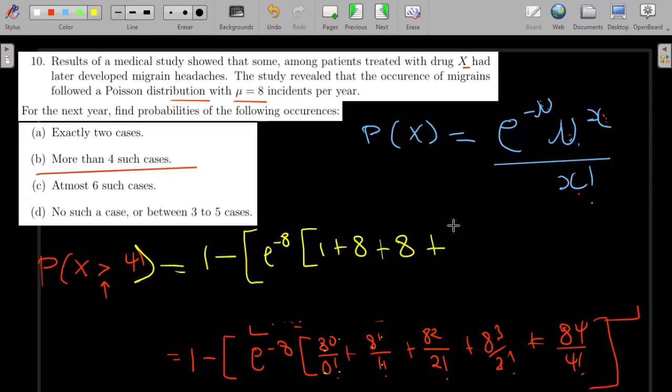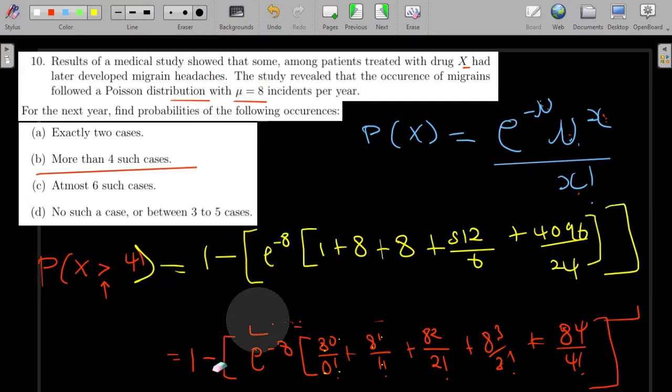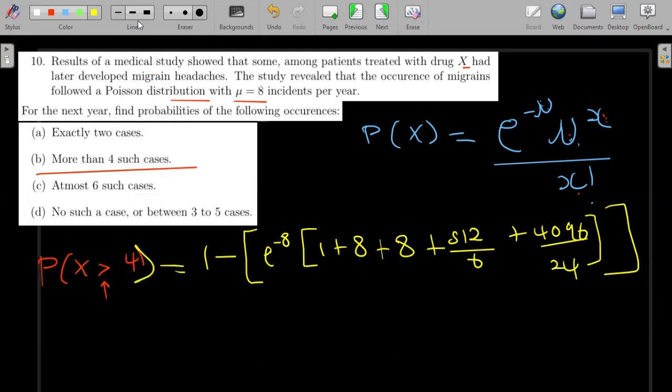Plus this will be 3 factorial, which is 6. 8 to the power 3 is what? You just multiply 8 times 8 times 8, which gives me 512, divided by 6, plus 8 to the power 4, which gives 4096, divided by 4 factorial, which is 4 multiplied by 3, which is 12, multiplied by 2 is 24, multiplied by 1 still remains 24. So this is what I have there. What remains is just to punch this value into the calculator, and that will be it.